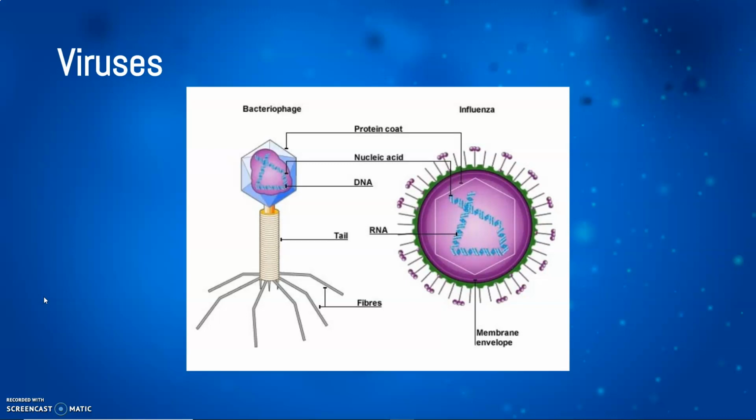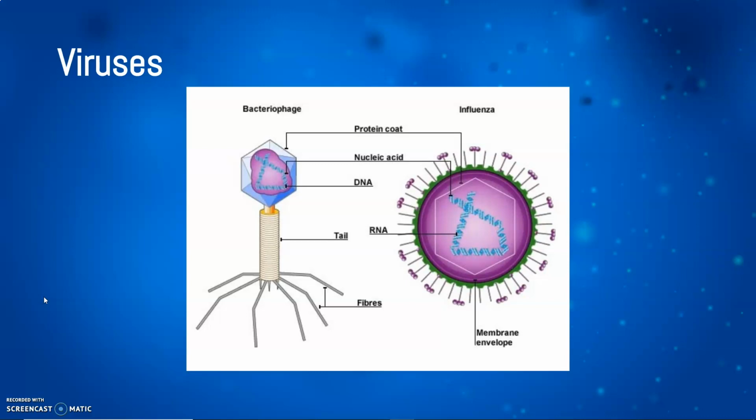So the bacteriophage will float through your body, and when it comes across a bacteria, whether it's a good bacteria or bad bacteria, those fibers will latch on, and then the bacteriophage itself will insert its genetic material into the bacteria, and then will use that bacteria as a host to reproduce.